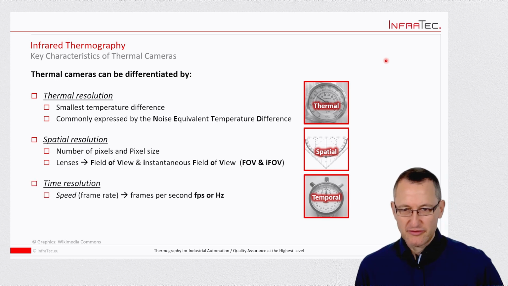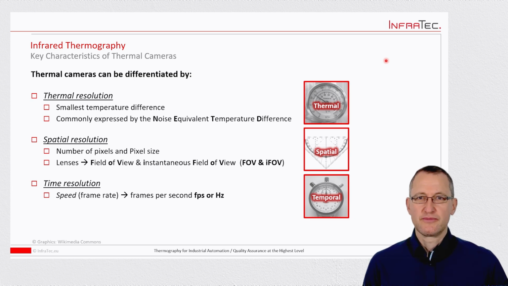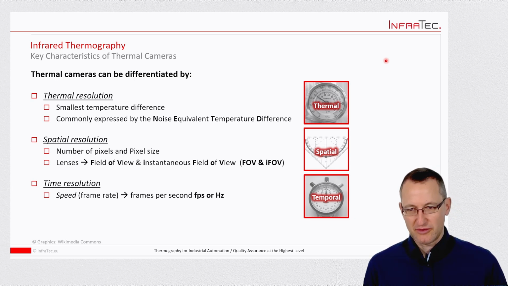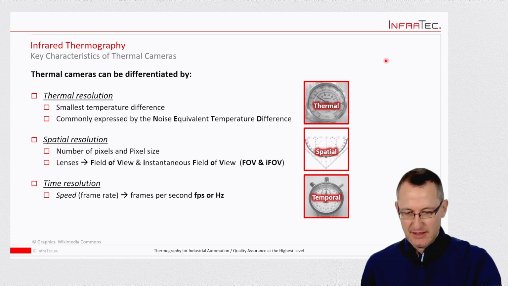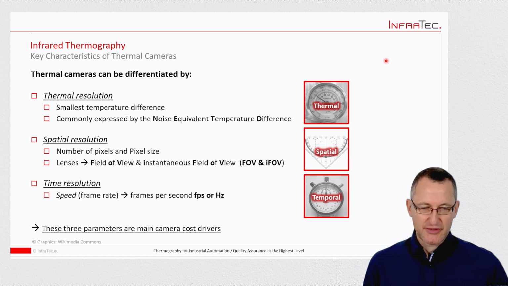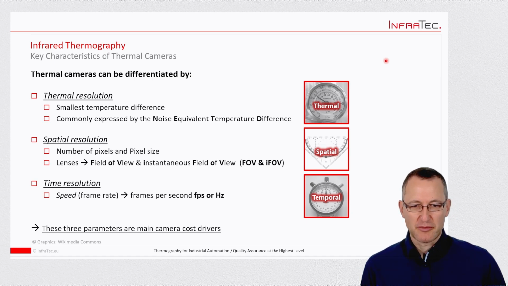Last but not least, we have the time resolution. This is the speed or frame rate that is defined in frames per second or hertz. And these three parameters are the main camera cost drivers. So higher resolution and higher speed also increase the camera price.